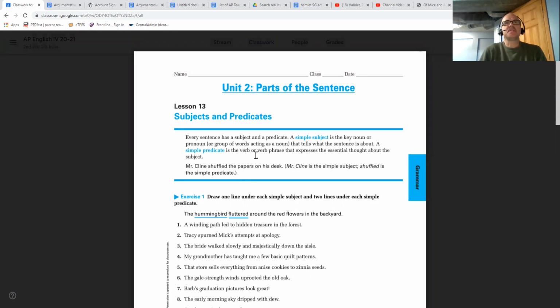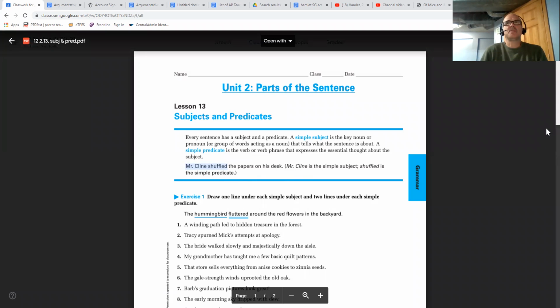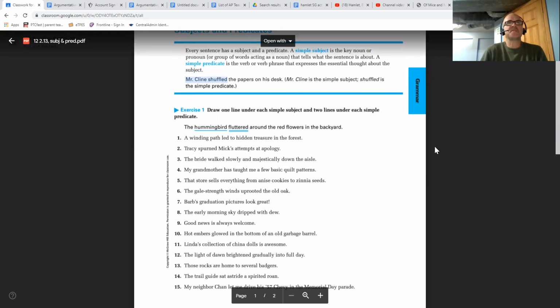The simple predicate is the verb phrase. It expresses the essential thought about the subject, and it's either going to be an action or some sort of statement of condition in some cases, like linking verbs. Mr. Klein shuffled the papers on his desk. Obviously, Mr. Klein would be the subject, and shuffled is the predicate. So, you know nouns and verbs, simple enough, but just practice finding those two things.